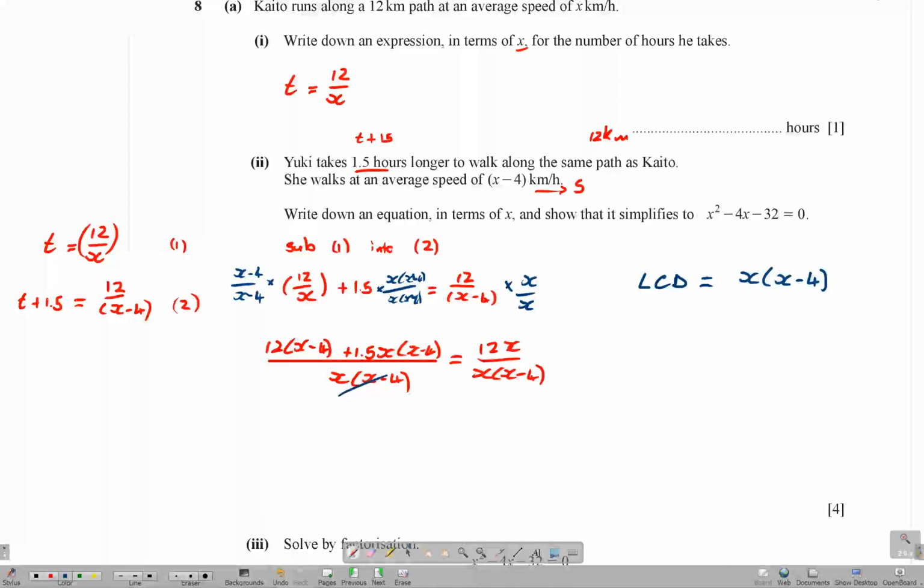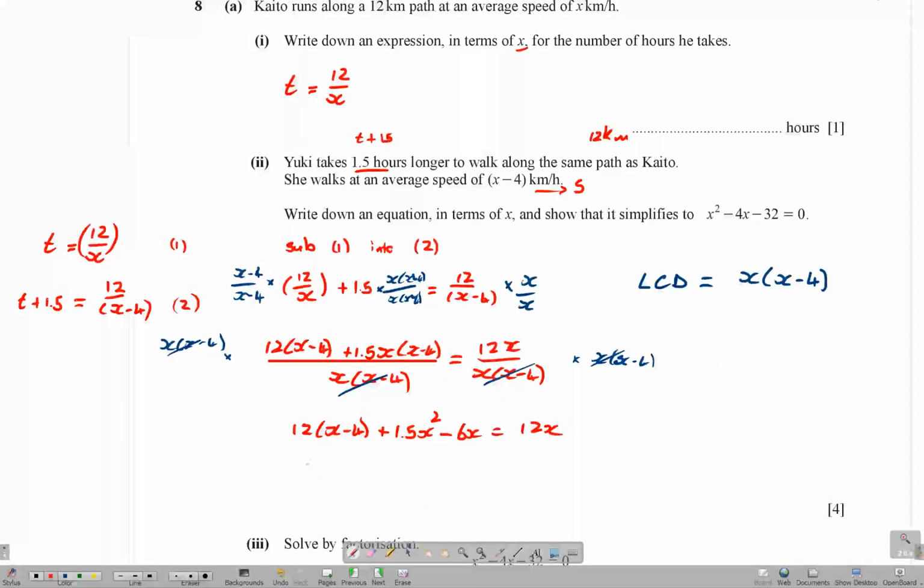So here, these two denominators can cancel out because we can multiply by x times x minus 4. And on this side, multiply by x minus 4, x times x minus 4. And everything cancels out nicely. So what we have left is 12 times x minus 4 plus, and I'm simplifying this, so I'm multiplying the 1.5x into there. So we have 1.5x squared. And what is 1.5 times minus 4? That's just going to be 6. So a negative 6x is equal to 12x.